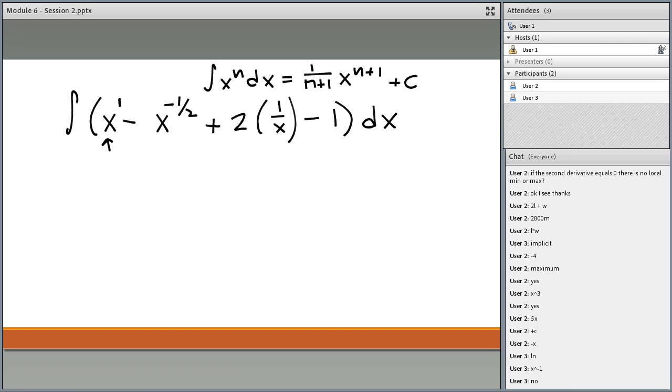It's just a 1. We don't typically write x to the 1, but the exponent is a 1. So when I integrate, I get 1 over 1 plus 1, x to the 1 plus 1. So 1 over n plus 1, x to the n plus 1. And I'll simplify that to 1/2 x squared in just a minute. Then I have minus 1 over n, and in this case n is negative 1/2. So negative 1/2 plus 1, x to the negative 1/2 plus 1.